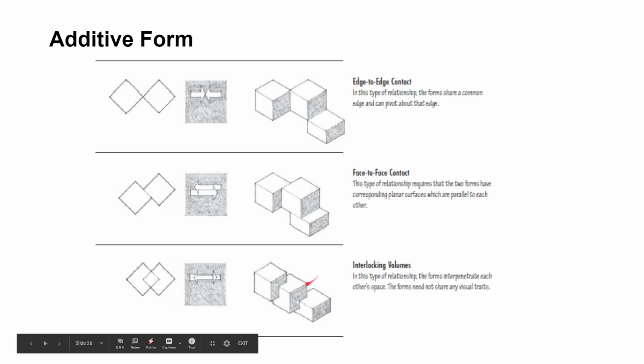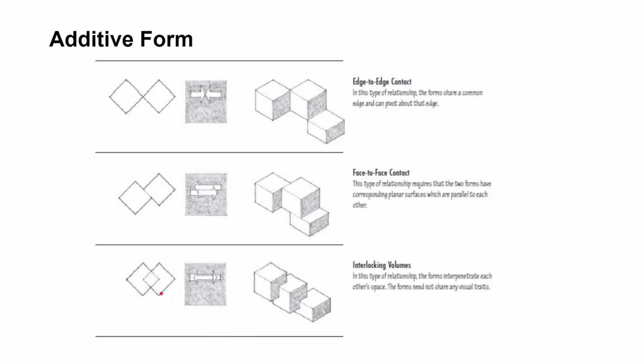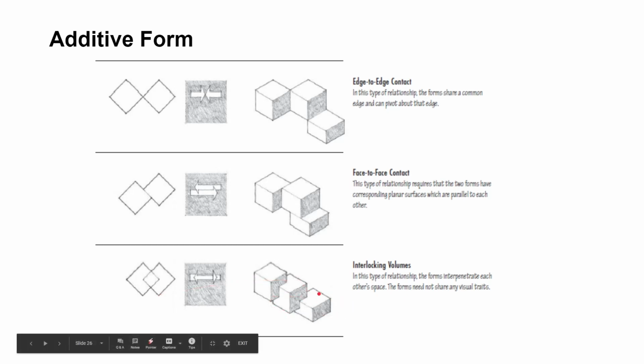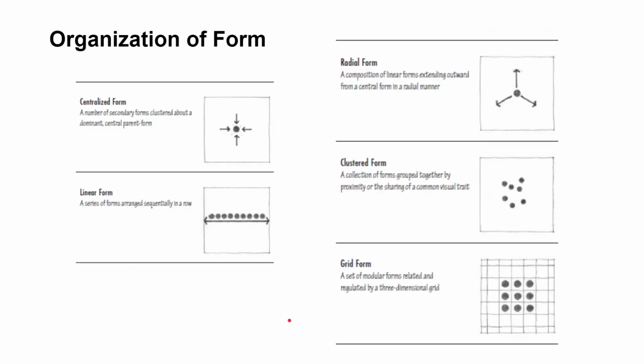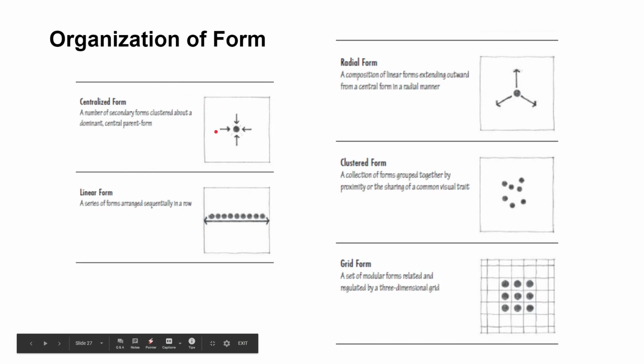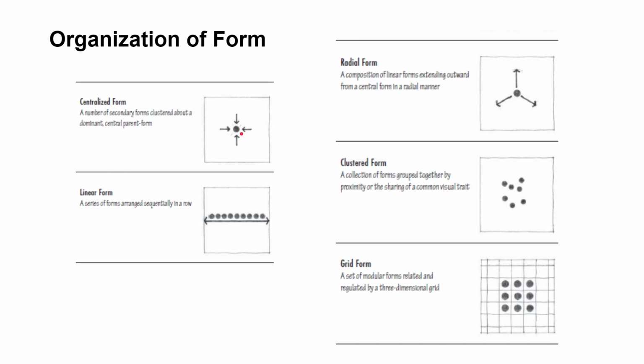And then you have your interlocking volumes. There is an interlocking, so there is a shared relationship. It doesn't have shared visual traits, but they will be interlocked or interpenetrate each other's space. Organization of form: you have your centralized form, a number of secondary forms clustered about a dominant central parent form. This is where you play with the location of the point. It radiates towards a central form or a central element.